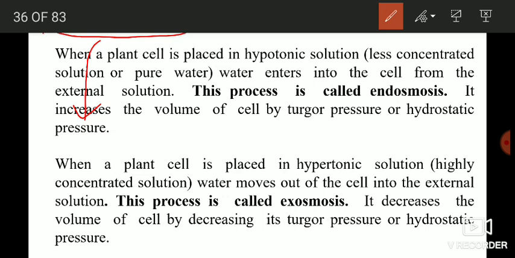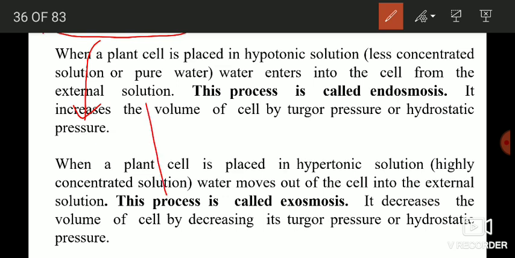First of all, endosmosis. When a plant cell is placed in hypotonic solution, which means less concentrated solution or pure water, water enters into the cell from the external solution. This process is called endosmosis. It increases the volume of cell by turgor pressure or hydrostatic pressure.